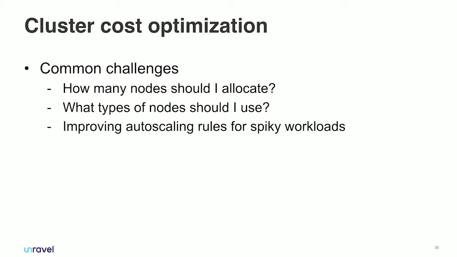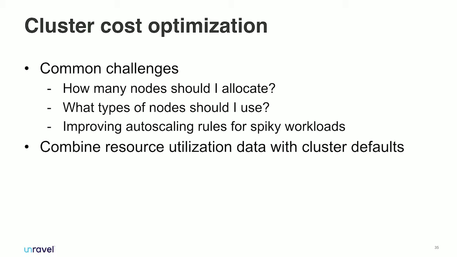One common question on the cloud is that when people are trying to allocate nodes for their clusters, they often wonder how many nodes they need to allocate and what type of nodes they need to use. If they're not sure, they usually allocate more just to make sure that their workload still runs. We could easily match the resource utilization data, combined with the cluster defaults, to construct a much more economical proposal for them.